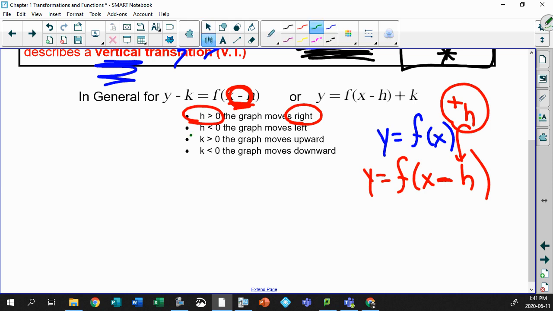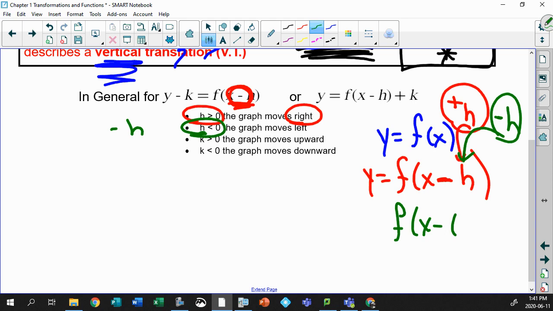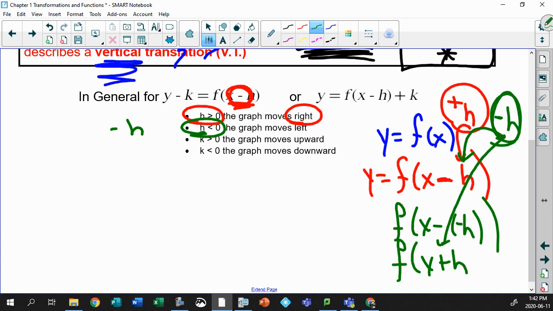Conversely, look at this. If h is less than 0, which means h in this case is negative, look what happens. You take the h and substitute it in here. Watch what happens. This becomes f of x minus a negative h, which becomes x plus h. So when h is negative, this eventually becomes a positive, and that's because of this negative idea.